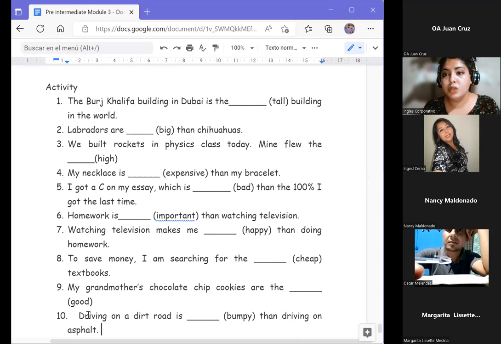So, you are going to have some minutes, because we are going to end the session very soon, to think about the answer, and then we are going to write the correct answer for those sentences. Así que vamos a pensar en la respuesta de estas oraciones. ¿Cuál es el adjetivo o cuál es la forma correcta del adjetivo que necesitamos para completar la oración? Así que vamos a tener un par de minutos para pensar en la respuesta y ya vamos a escribir la respuesta correcta.